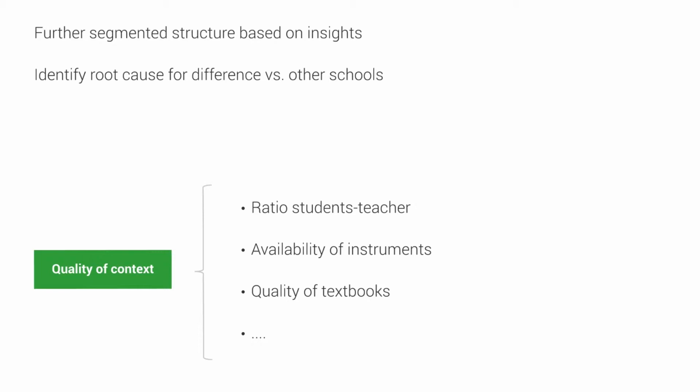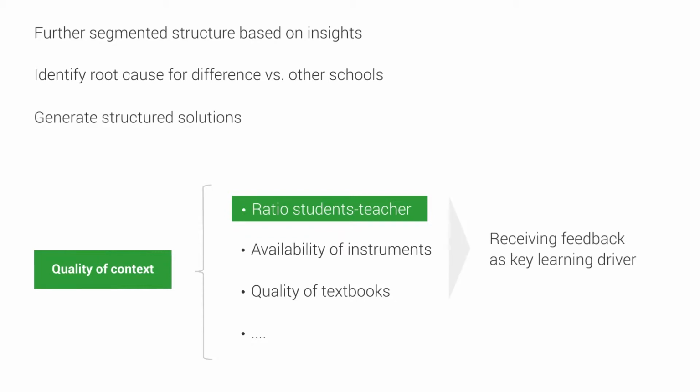You again check which of these hypotheses is the root cause, and you realize that the teacher-to-student ratio is the issue. Music learning is driven by the feedback the students receive from teachers. The poor student-teacher ratio affects the feedback process and thus the learning outcomes. Once the root cause has been identified, you can move on to generating solutions.